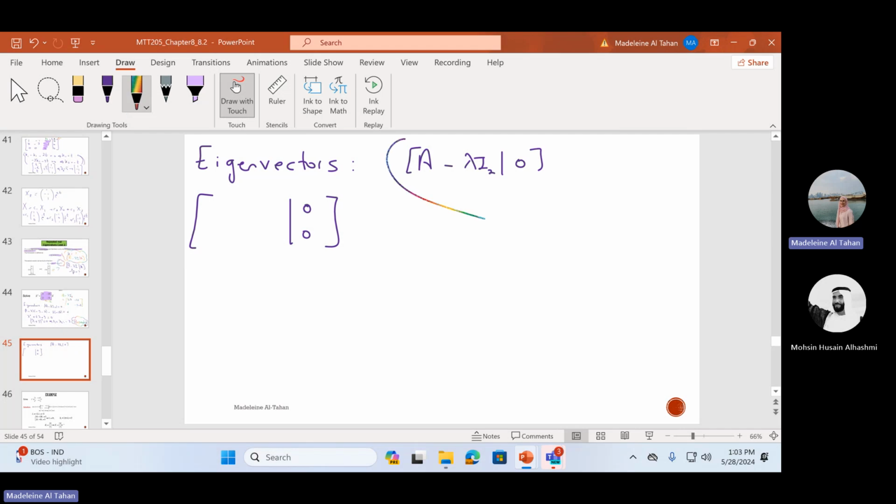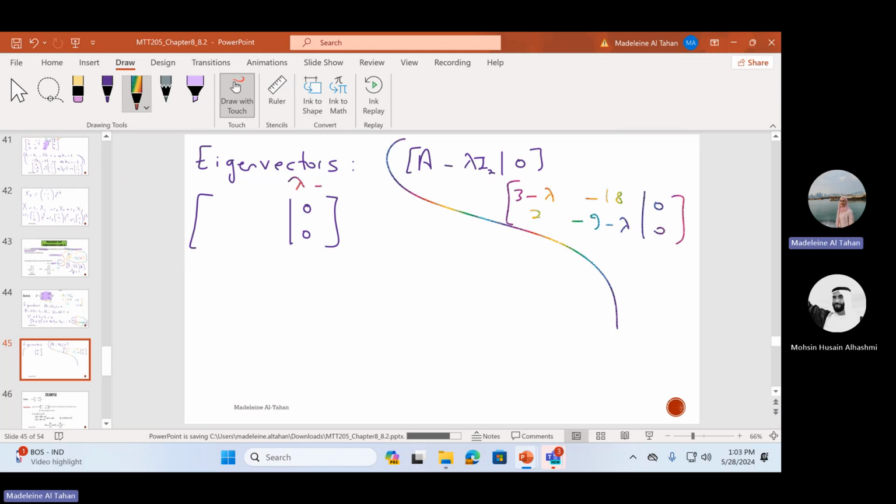A minus lambda I, we said we get lambda equal negative 18. We'll have 2, negative 9, negative lambda, and what do we have? So instead of lambda, what should we substitute? Lambda equal negative 3. Substitute and let's check what will be the answer.